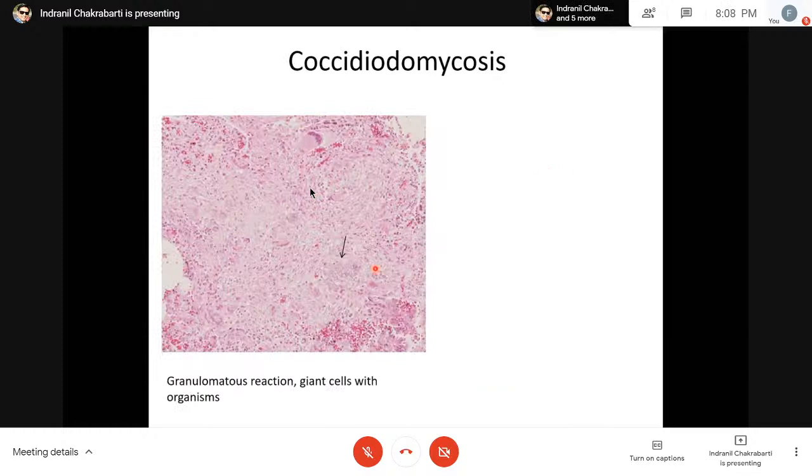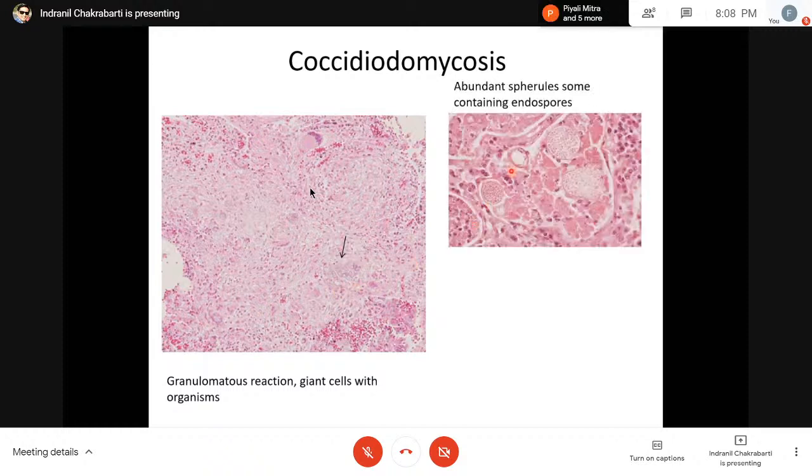In coccidioidomycosis, again, we can get a granulomatous reaction with giant cells. If you look closely, there are certain organisms here. In a closer look, you can see these round spherules, and they contain endospores. So, with the presence of spherules with endospores, one should think of coccidioidomycosis. They are usually big, 30 to 100 micrometers. The problem occurs when there are spherules without endospores, and they may be confused for the blastomycosis organisms.